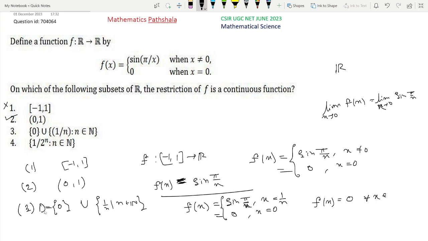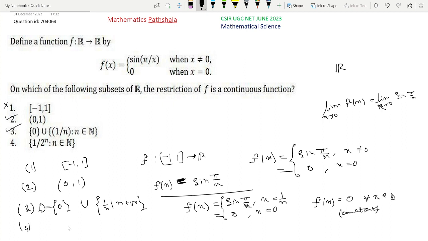If we call this domain D, then f(x) is 0 for all x belonging to D. So clearly f is a constant function there, and hence it is continuous. So if we take option 3 as the domain, then f is continuous there because f is constant. So option 3 is the correct option.